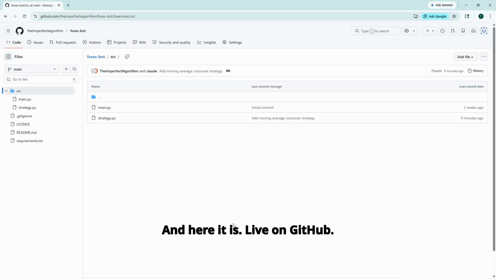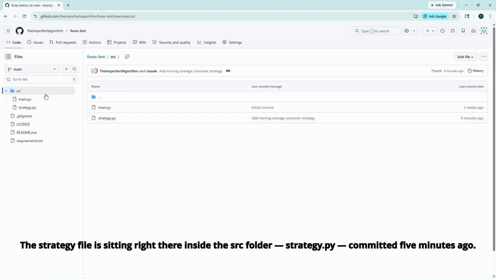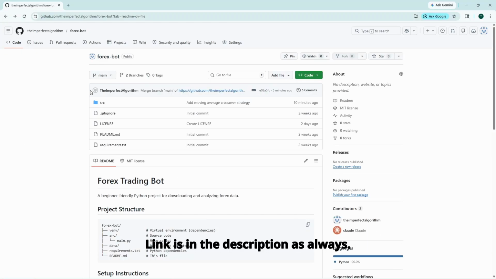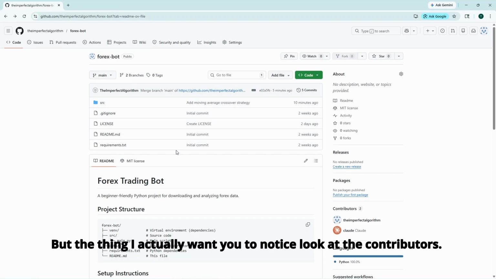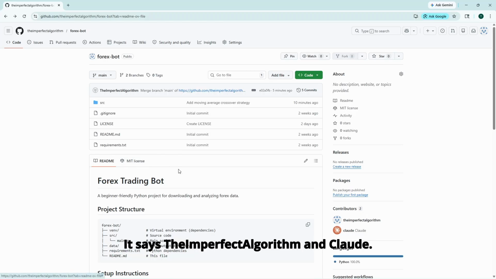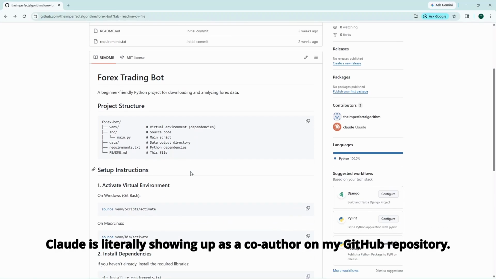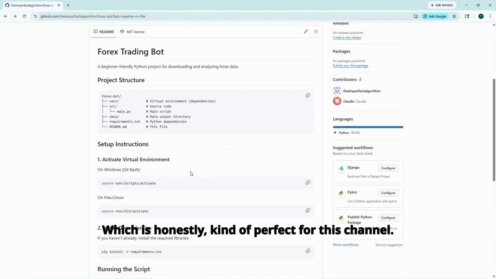And here it is, live on GitHub. The strategy file is sitting right there inside the source folder, strategy.py. Committed 5 minutes ago. Everything is on the main branch. MIT license is in place, all publicly available. Link is in the description as always. But the thing I actually want you to notice, look at the contributors. It says the Imperfect Algorithm and Claude. Claude is literally showing up as a co-author on my GitHub repository, which is honestly kind of perfect for this channel.